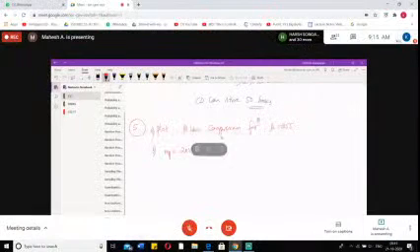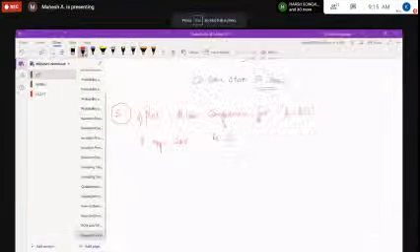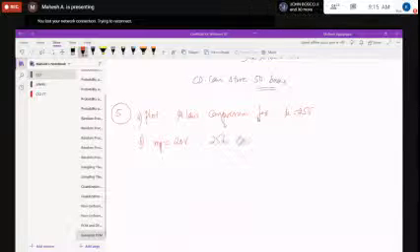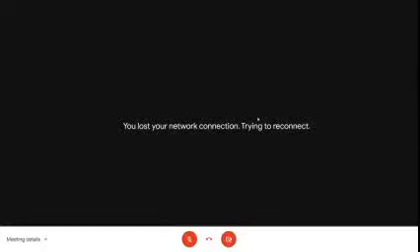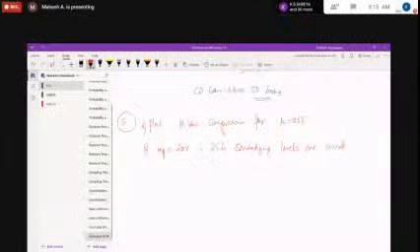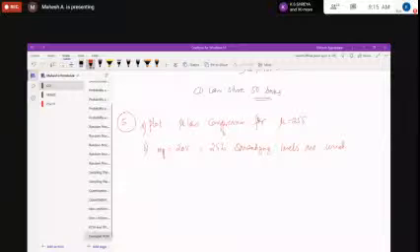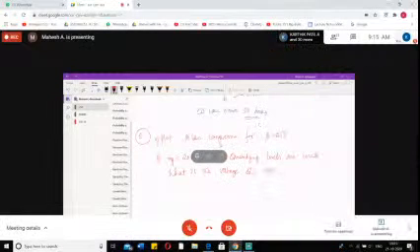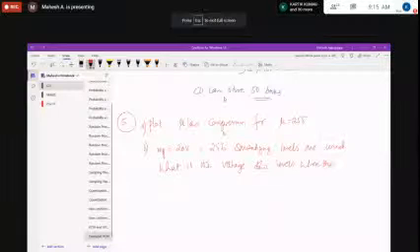And mu is equal to 255, or let us say 256 quantization levels are used. Now, what is the voltage between the levels when there is no compression? That means uniform quantization, when there is no compression.